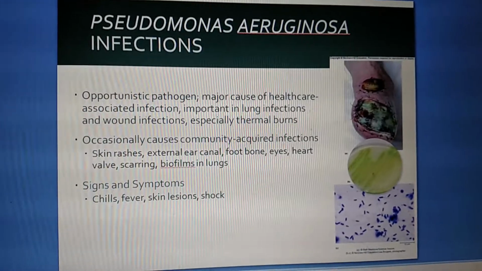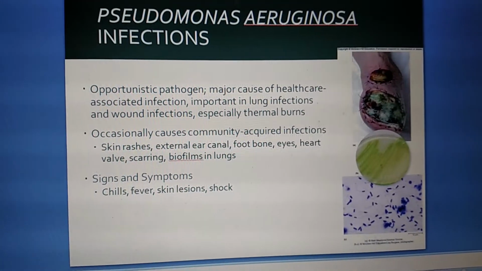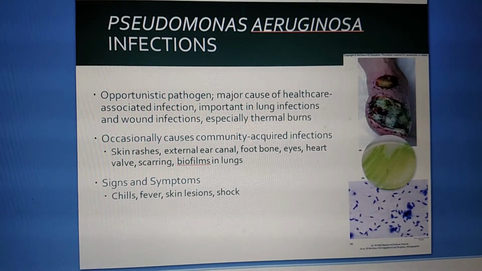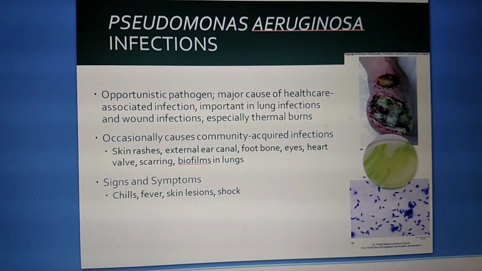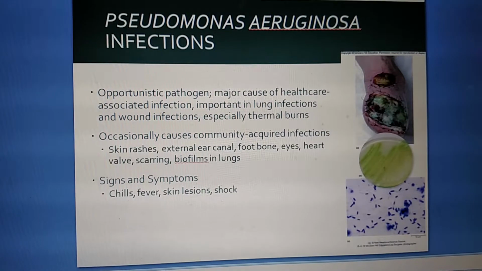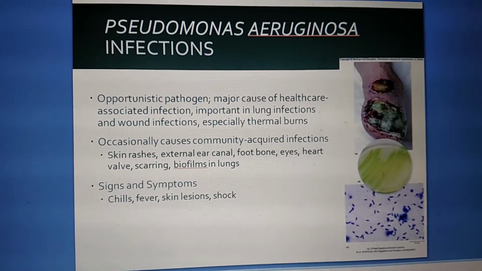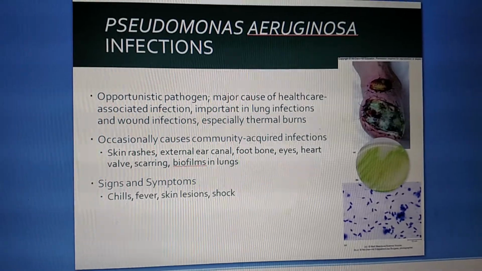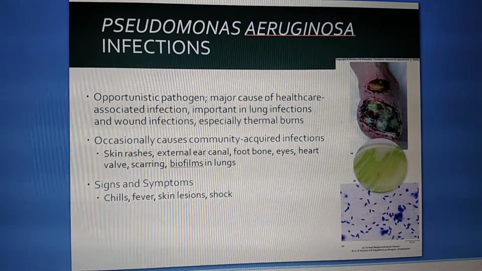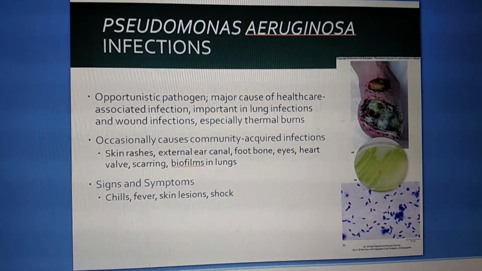Alright, we're picking back up with Pseudomonas aeruginosa. Remember, Pseudomonas is the honey badger. It does not care. It is an opportunistic pathogen. It is a major cause of health care associated infections. It's really nasty in terms of lung infections, wound infections, especially when you're looking at thermal burns.